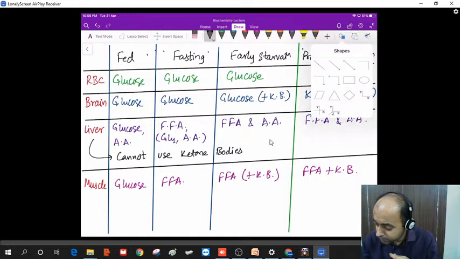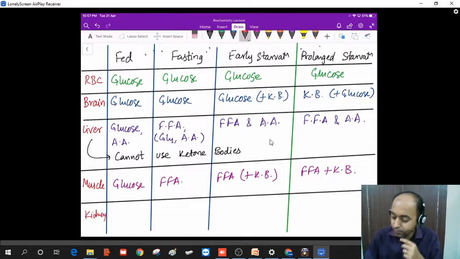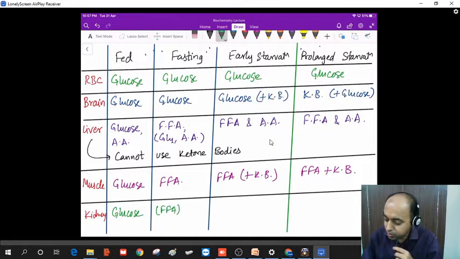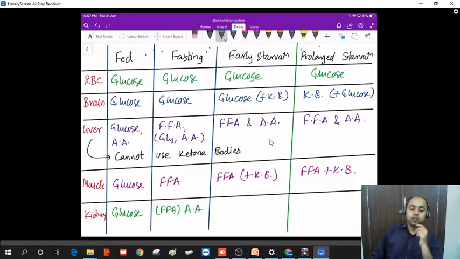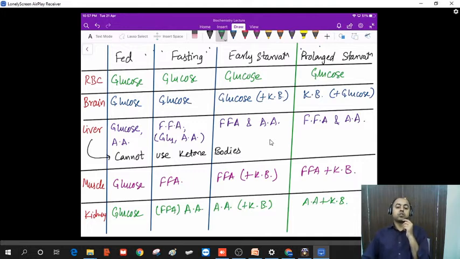Last in this list is the kidney. What about kidney? Glucose in the fed state. In a fasting state, it can make use of free fatty acid, but mostly it will make use of the amino acids. Early starvation, prolonged starvation, it will make use of the amino acids plus ketone bodies. So kidney can make use of all: glucose, free fatty acid, amino acid, and ketone bodies. All right. So keep that in mind.